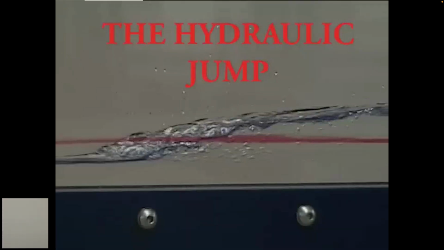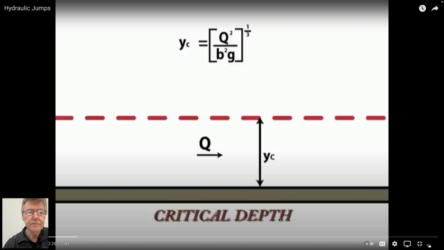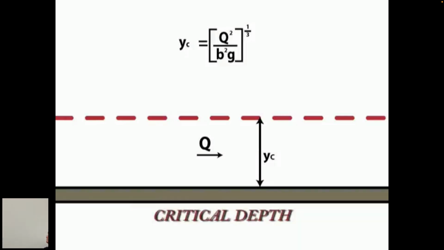We must first learn a few definitions. The first important definition is critical depth. The critical depth represents the depth of minimum energy. We'll talk about this today. Critical depth is dependent only on the flow rate and the geometry of the channel, as shown in the equation. Using the critical depth, we can classify the flow.